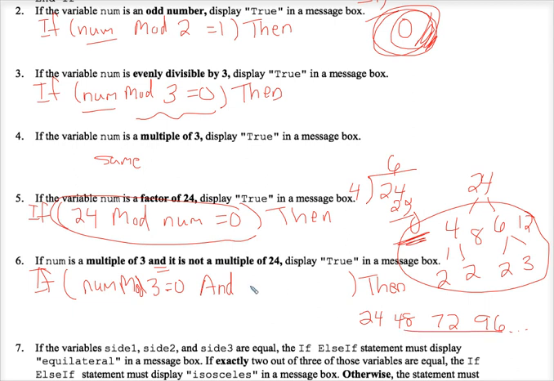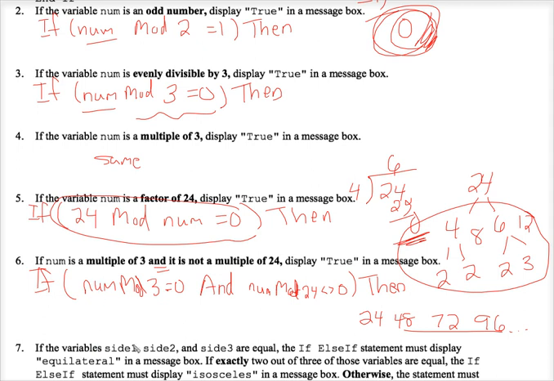I guess we have to take the number num and mod it by 24 and make sure that that is not 0. There. That is checking to make sure that num is not a multiple of 24. That's the opposite and quite different from number 5 here, where we were looking for factors, where we had 24 before the word mod. Here we have the number 24 after the word mod.